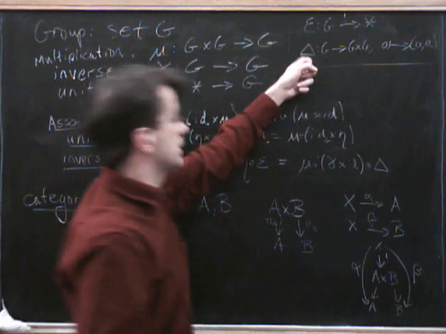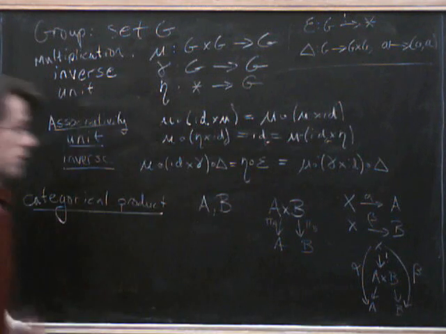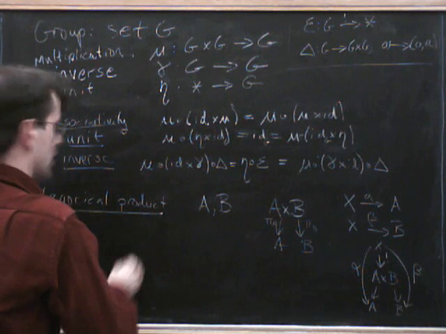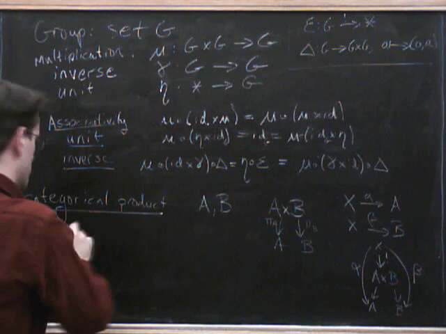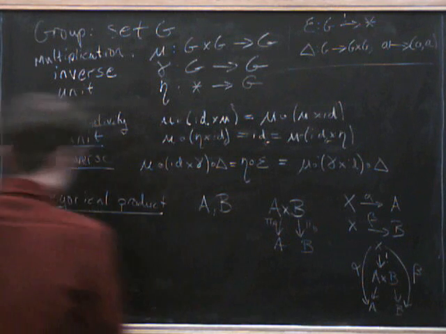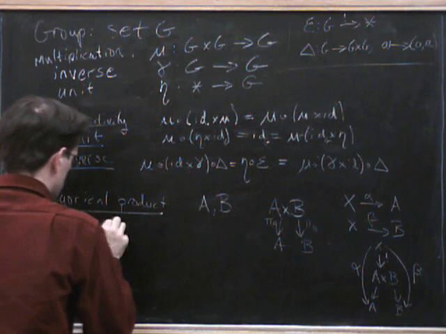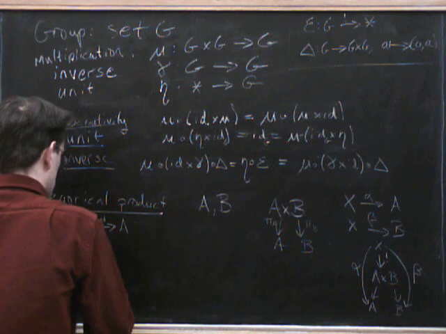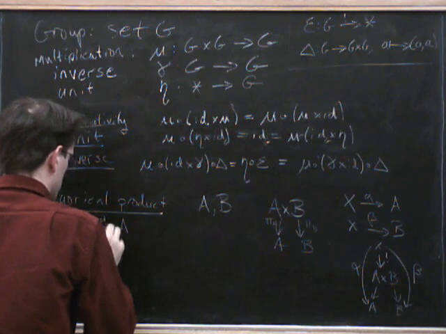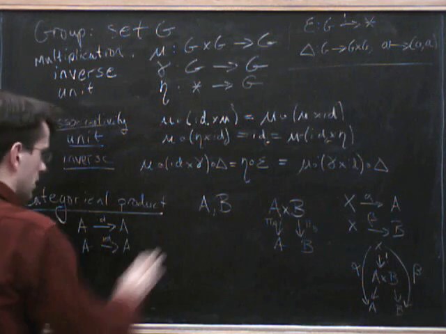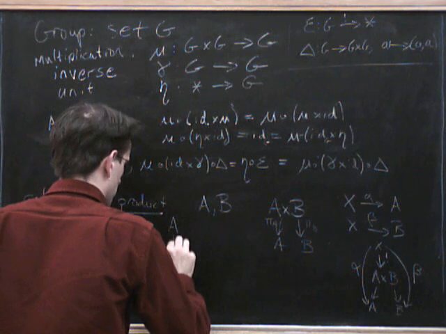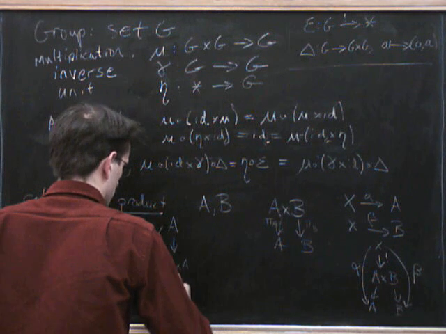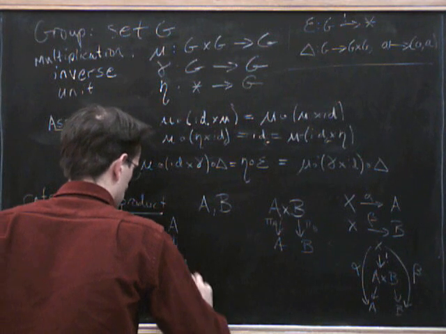And so what is delta? Delta is coming from the silliest thing you could possibly think of. We just take these two maps, alpha and beta, and take alpha to be the identity from A to A, and beta to be the identity from A to A. Then we have this unique map into A cross A, such that we get the identity.